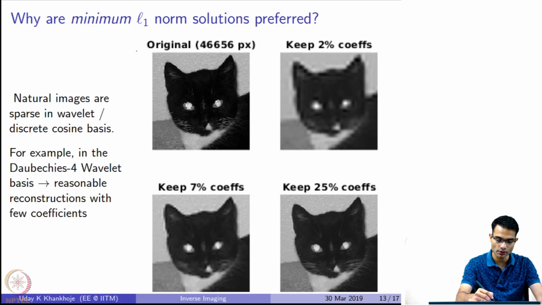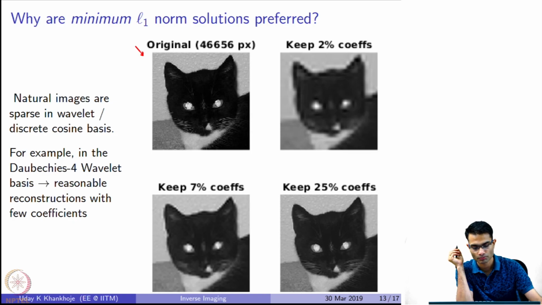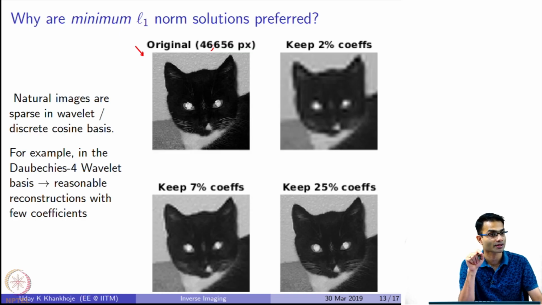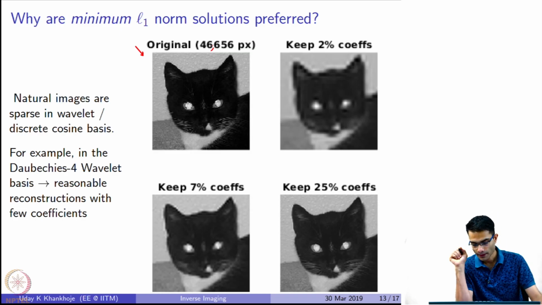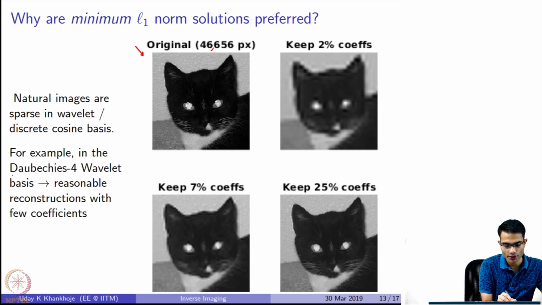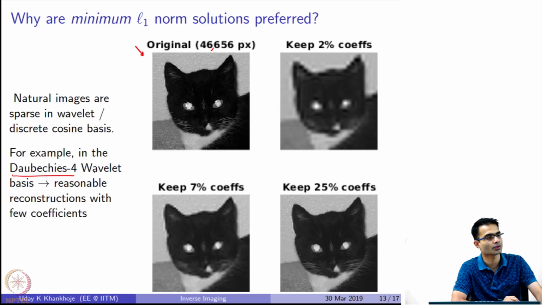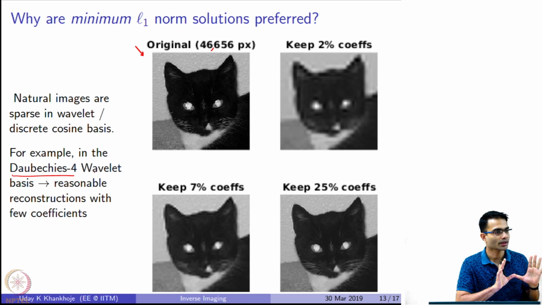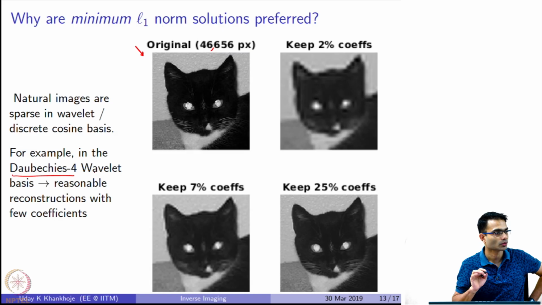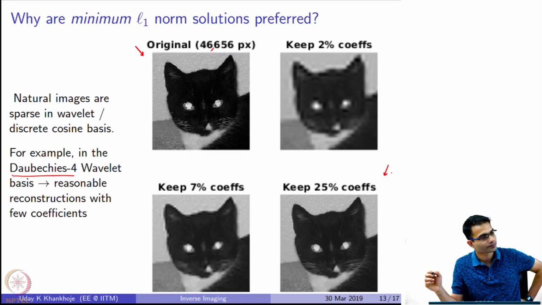This is the original picture over here, top left, which has some 46,000 pixels. In order to represent this picture correctly in the pixel domain, I need 46,000 numbers, right. If I use what is called a Daubechies 4 wavelet basis, you need not know what it is, but it is some kind of orthogonal basis. In this orthogonal basis, if I keep only 1/4 of the coefficients, I get this.